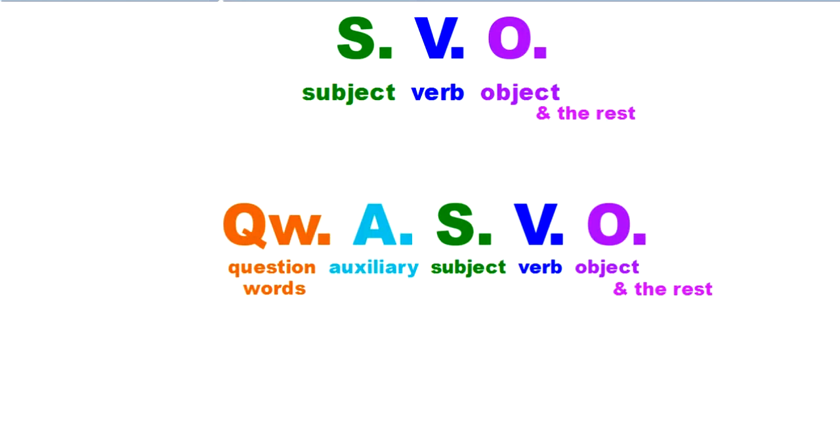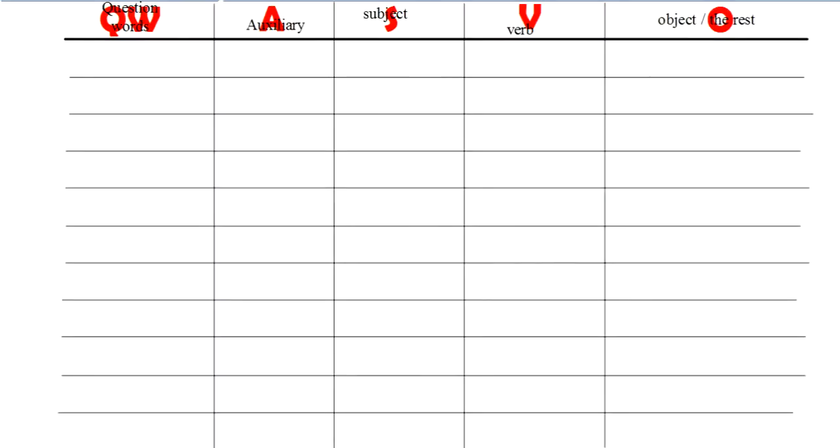So if you present this to your students and have them memorize this, it should help them when they need to produce questions on a test or when they need to produce questions in conversation. All they have to do is remember this acronym. Okay, I want to show you a chart now. This is a visual aid you can use in your classes when teaching QWASVO.